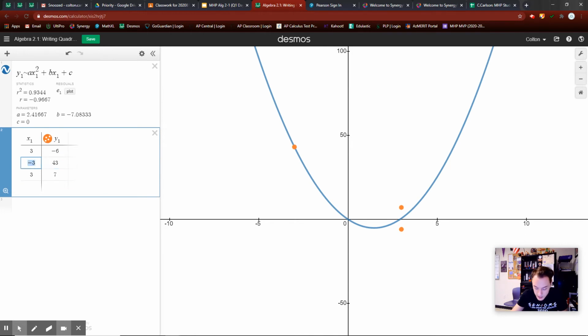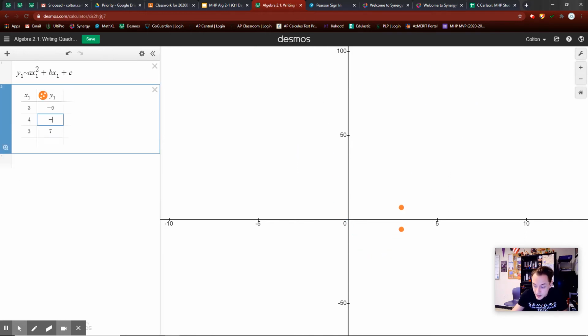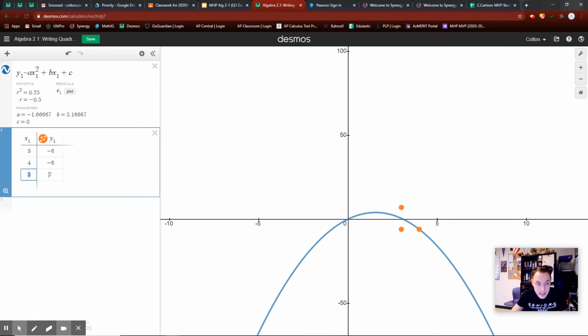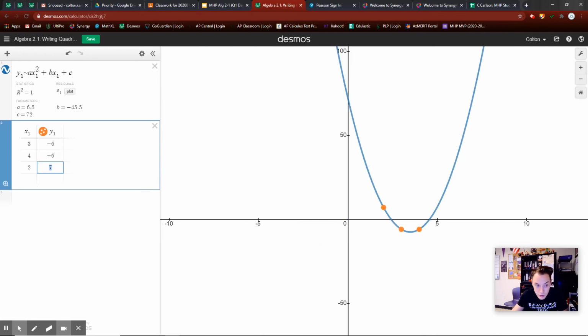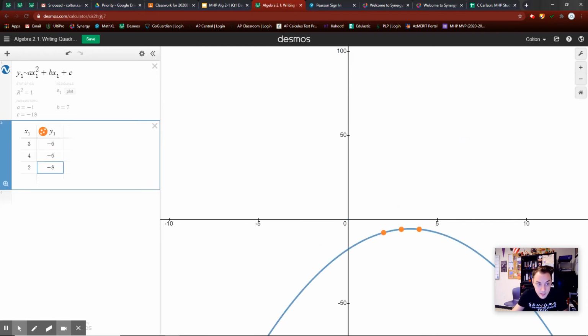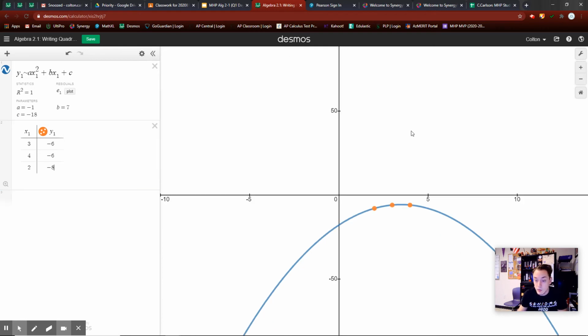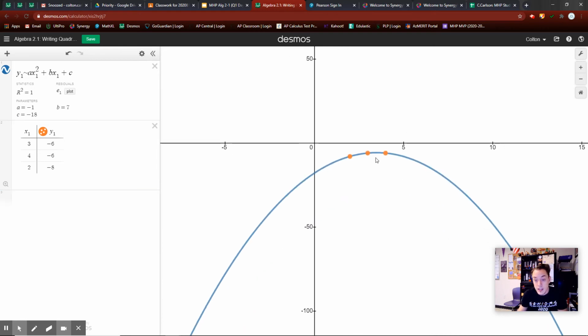My next point was 4 and then negative 6. And then my last point we said was just going to be 2 and then negative 8. Okay? And this is my equation. This is what I have, which is pretty cool. Now, it's really hard to find the vertex. That's the vertex here. So once you have the equation, you can then write the vertex.